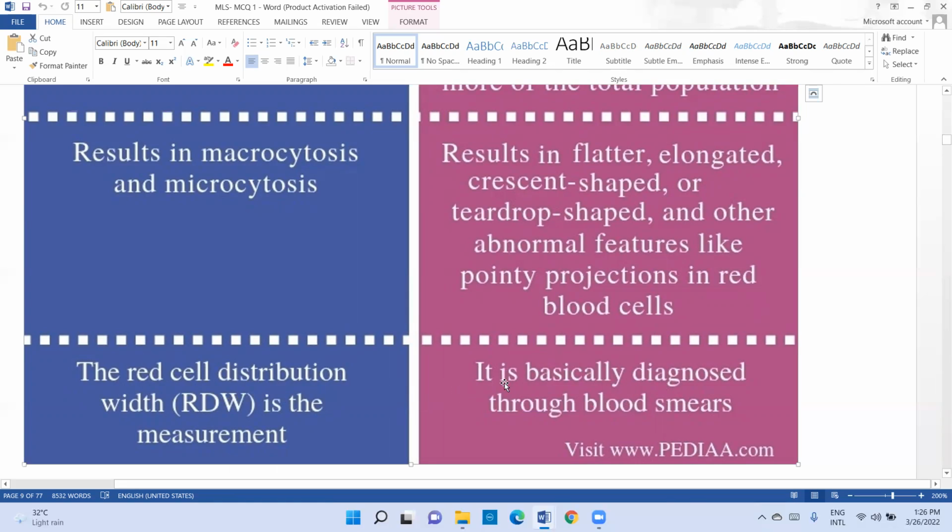So in the blood smear you can see that, but the value you get in the analyzer results is RDW. Normal range is 14% or below. Above 14% is abnormal. In iron deficiency anemia, RDW is high.